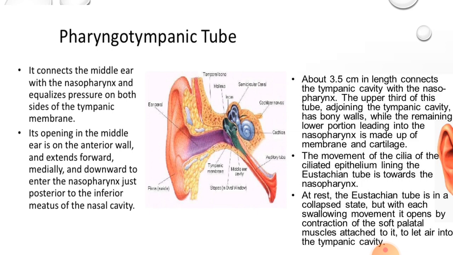The movement of the cilia of the ciliated epithelium lining the eustachian tube is towards the nasopharynx. At rest, the eustachian tube is in a collapsed state, but with each swallowing movement, it opens by contraction of the soft palatal muscles attached to it to let air into the tympanic cavity. The same happens when we yawn and open our mouth, and the pressure is equalized on both sides of the tympanic membrane.